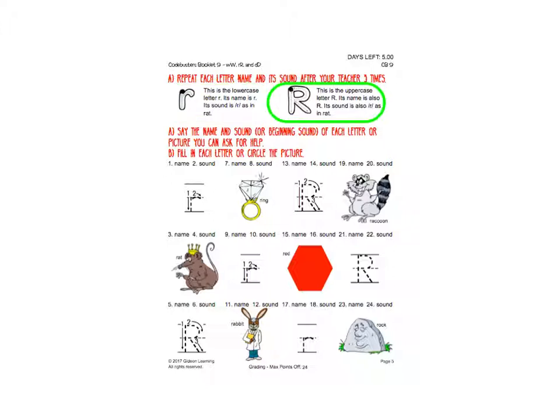This is the uppercase letter R. Its name is also R. Its sound is also R, as in rat. R, R, R. And now we can write the uppercase letter R. Now let's go on to the next section.